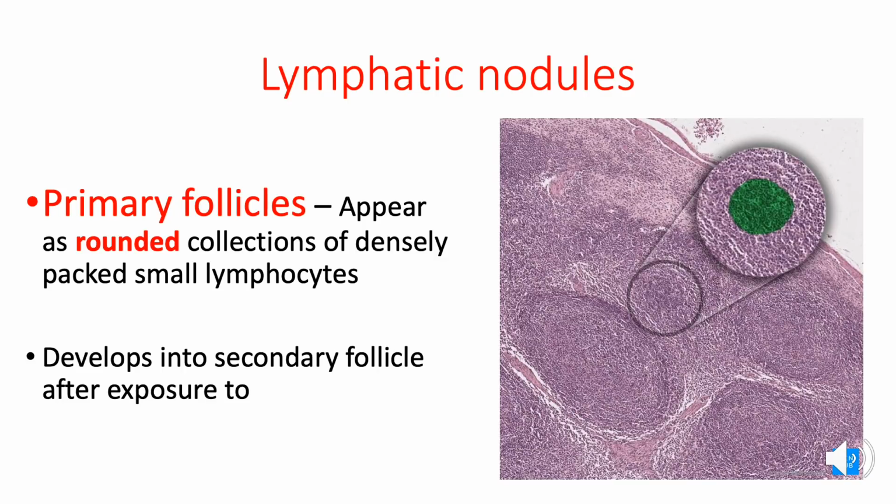Lymphatic nodules can be classified as primary and secondary. If the nodule is dark-stained because it is composed of densely packed lymphocytes, you will refer to it as a primary lymphatic nodule. Most likely, the lymphocytes in the primary nodules have not yet encountered their antigens. Once they do, the central portion of that nodule will become light-stained, and it will now become the secondary lymphatic nodule or secondary lymphatic follicle.